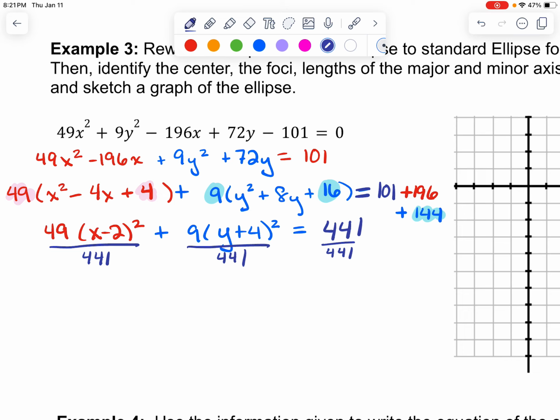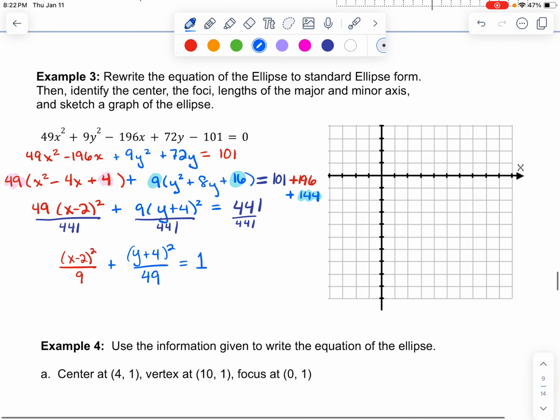And we need to reduce the fraction. 441 divided by 49 equals 9. So on this part, we actually have x minus 2 squared over 9. On the y values, we have 9 over 441, which reduces to y plus 4 squared over 49. And the whole thing equals 1. So now we have it in our standard ellipse form, which means it's going to be so much easier for us to graph. Okay, we have to find the center, foci, major and minor axis, and sketch a graph.